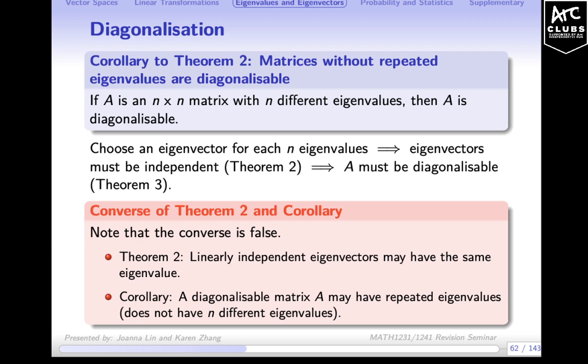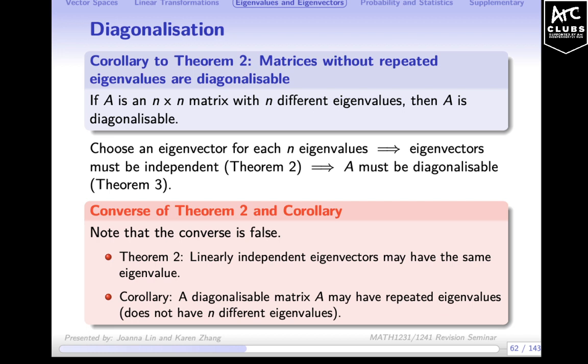So this logic is just outlined here. Each eigenvalue has a corresponding eigenvector. These eigenvectors must be independent according to theorem 2, right? And we know that according to theorem 3, if they are independent, that means A is diagonalizable. This may seem very obvious to you guys, but it's just how this logic works. Okay, but I do want to point out a really important thing here, which is the converse of theorem 2 and the corollary above.